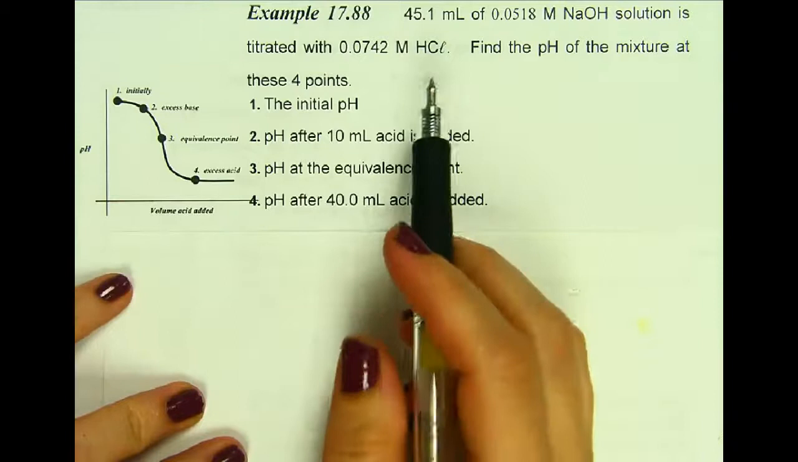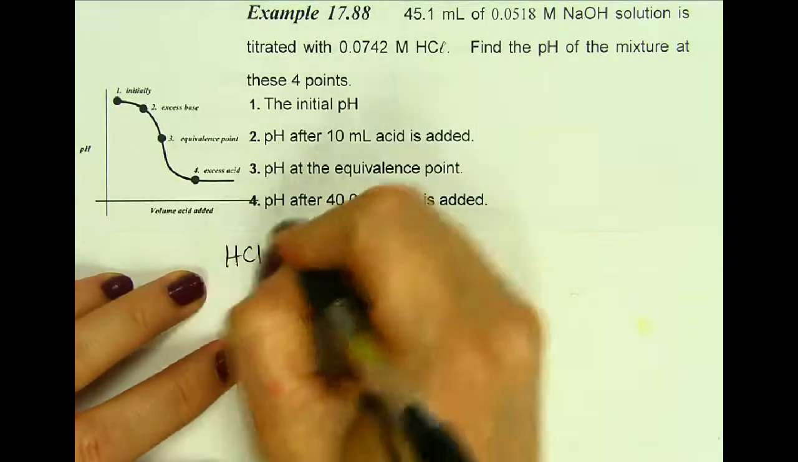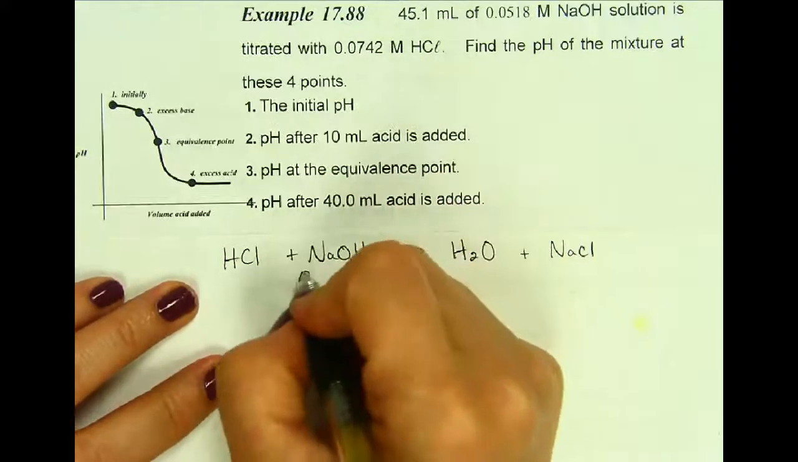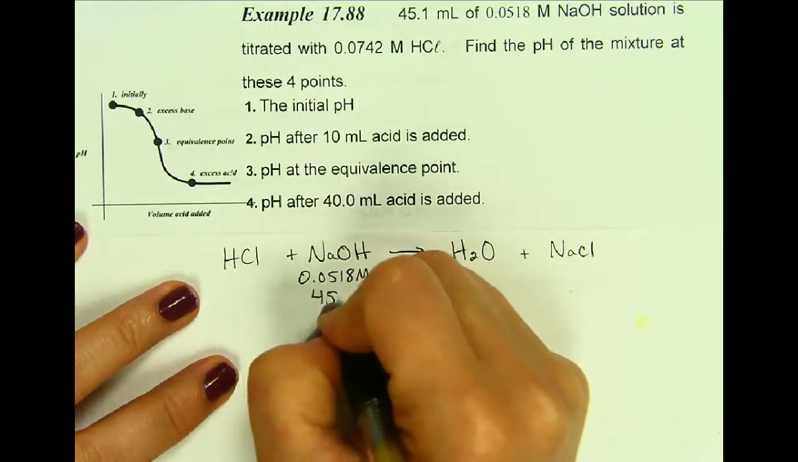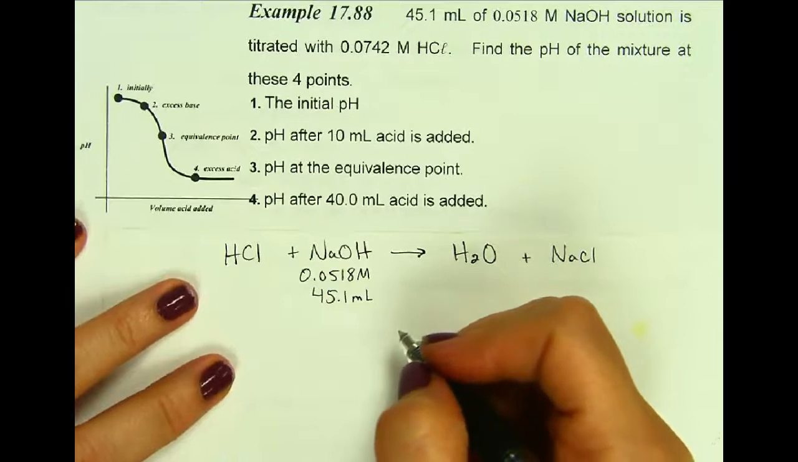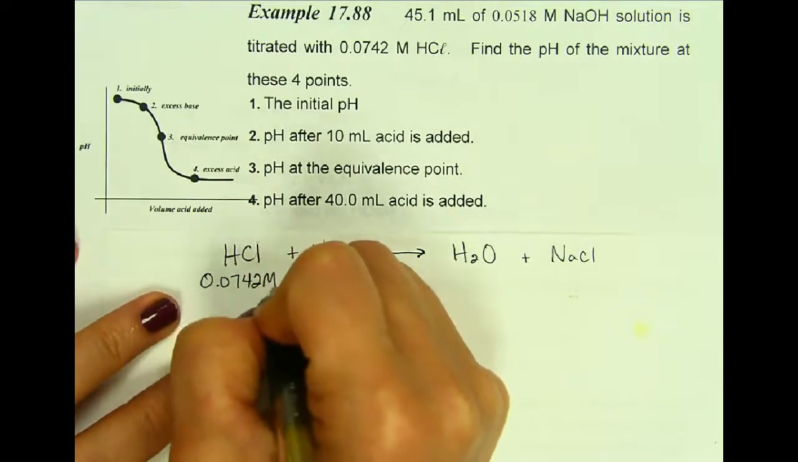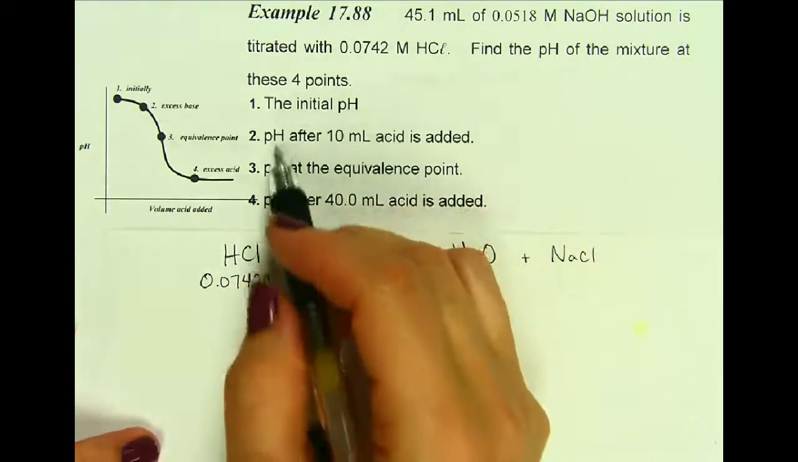Example 17.88. We're going to use the same reaction, so I'll go ahead and write it out now. And we are told an initial concentration of 0.0518 molar sodium hydroxide, 45.1 milliliters of sodium hydroxide, and we have a molarity of 0.0742 molar hydrochloric acid. Find the pH of the mixture at these 4 points.